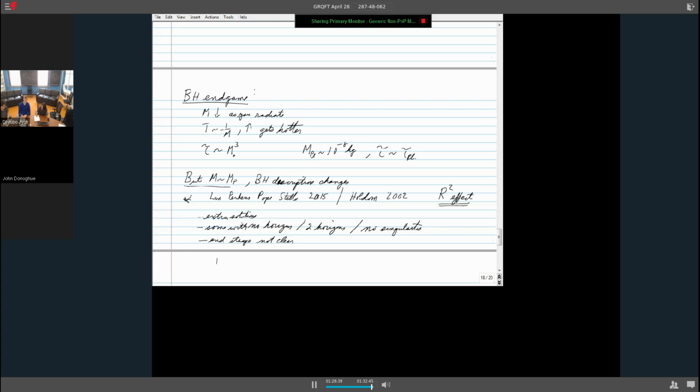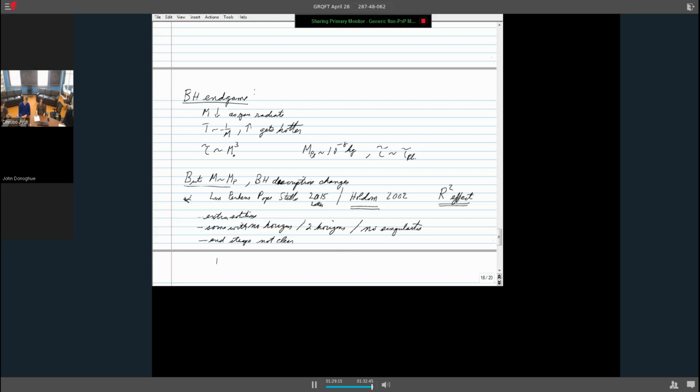And there's not been a lot of investigation of this. There's a recent paper by Liu, Perkins, Pope, and Stelle, from 2015. And there's a very good paper by Bob Holdom, from 2002, that says basically the same things.